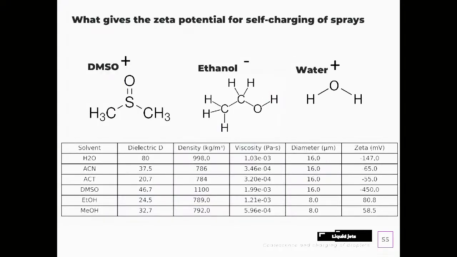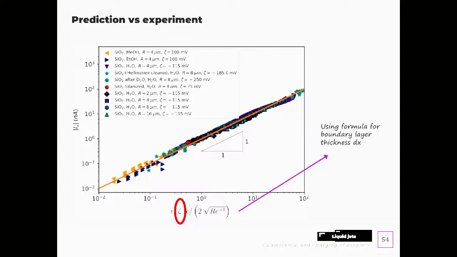Here the zeta parameter is adjusted for each set of experiments? Yeah, so these are different liquids. These are all the same nozzle, but these are different liquids. And so water always has the same zeta potential. You would hope, and that works out.